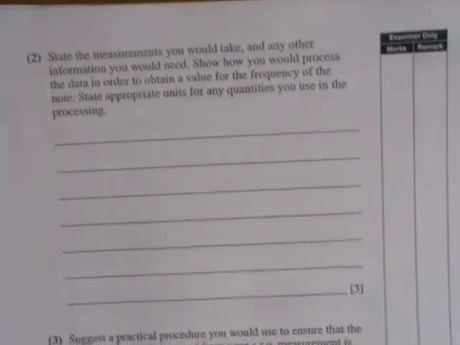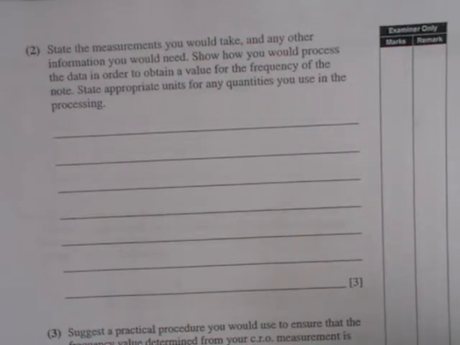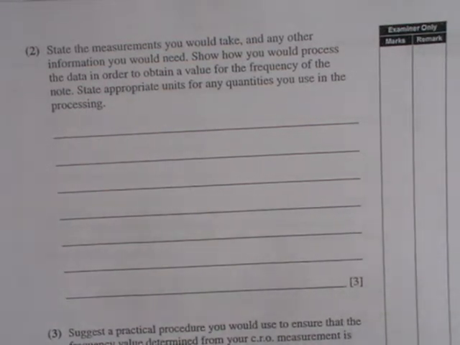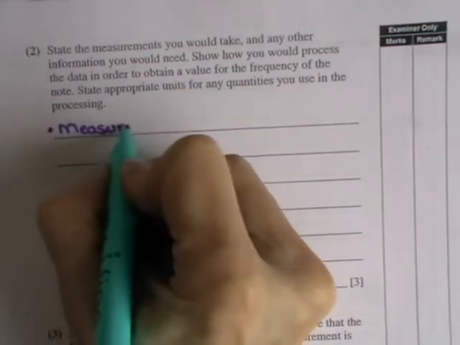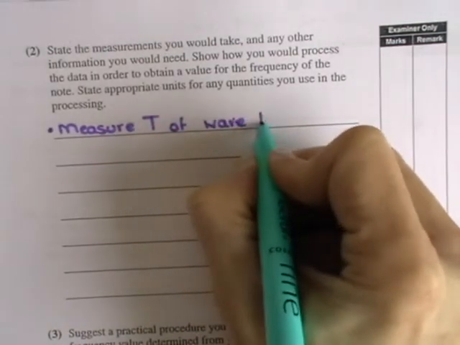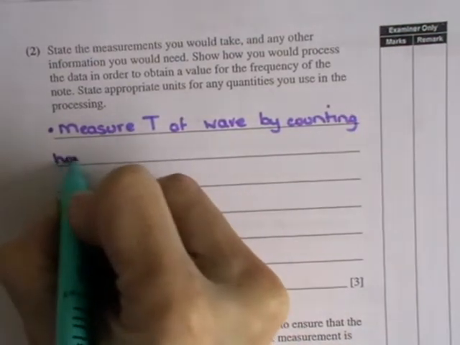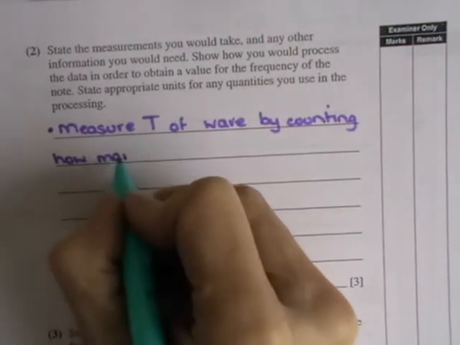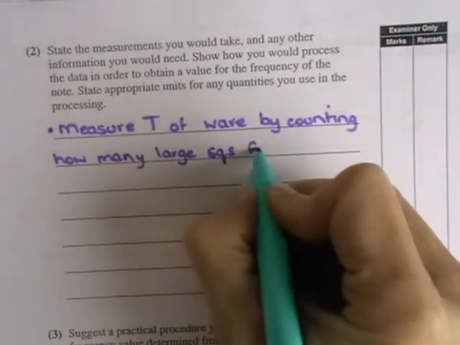The next part of the question: state the measurements you would take and any other information you would need. State how you would process the data in order to obtain a value for the frequency of the note. State appropriate units for any quantities you use in the processing. So what you need to do is measure the time period of the wave by counting how many large squares for one complete wavelength.